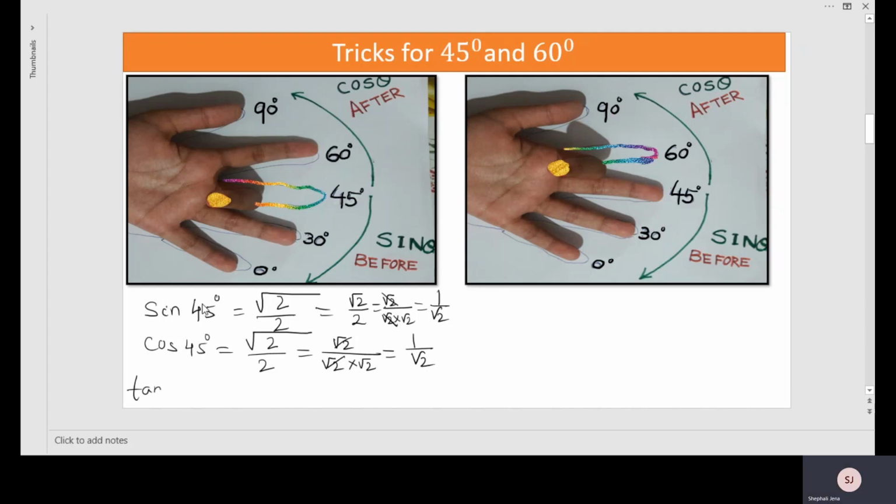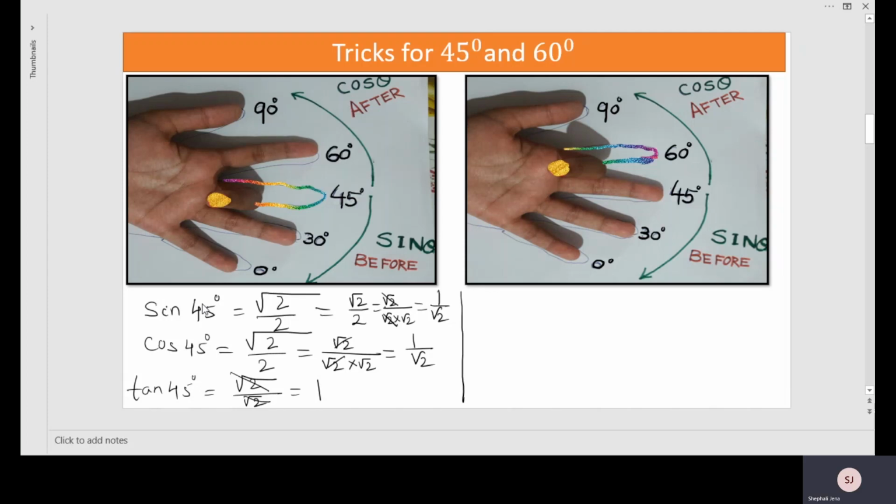Similarly, your tan 45, square root of before divided by square root of after. So square root of before is √2 and square root of after is also √2. So √2 by √2 got cancelled. How much? 1. Very easy to learn.